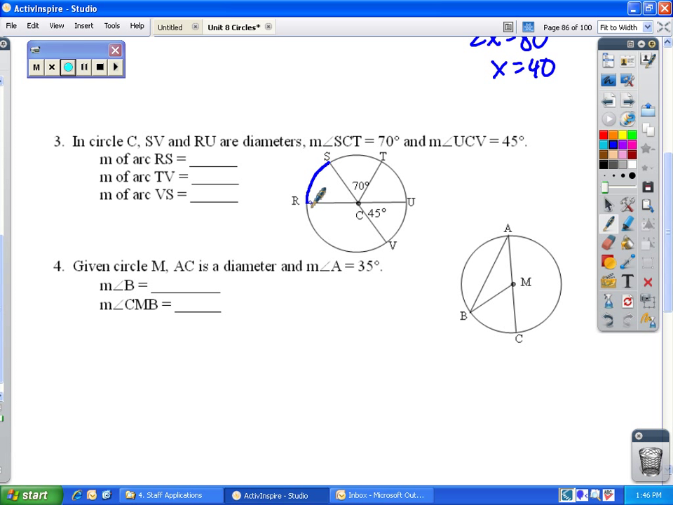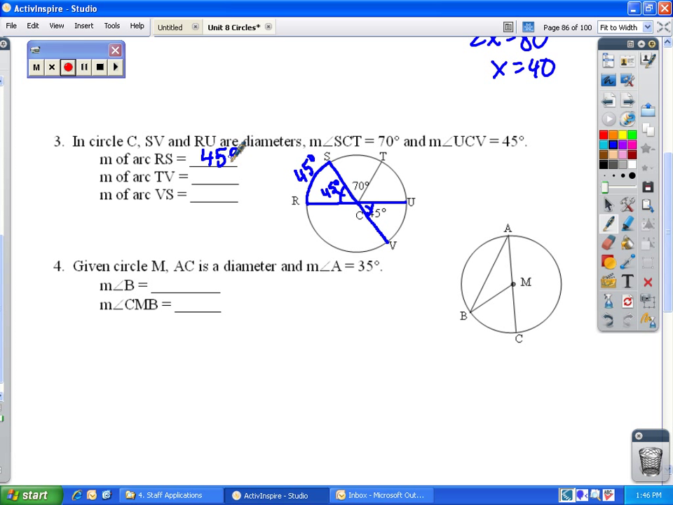And this arc is going to be equal, since this is just 2 lines right here, and these angles are congruent because they are vertical angles. It means this angle right here will be 45 degrees as well, and this arc is 45 degrees.